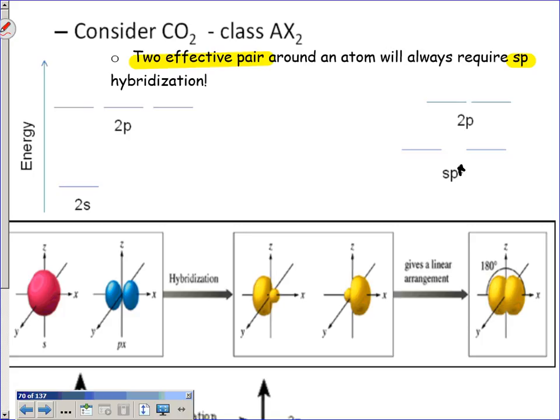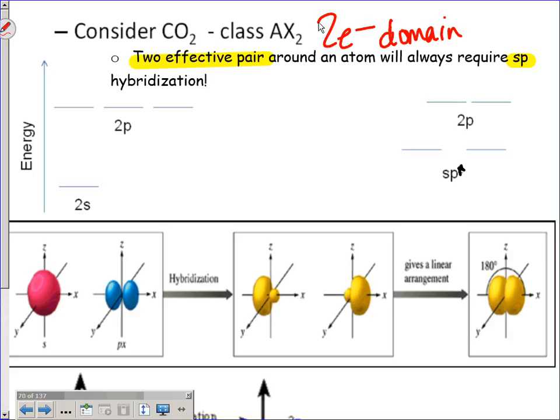All right, so let's do carbon dioxide. You guys had this earlier. What was our structure? Linear with 2 lone pairs. What was our electron domain? 2 electron domains. Okay. How many overlaps have to occur between the internuclear axis?